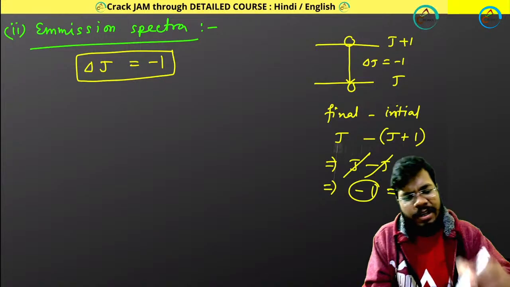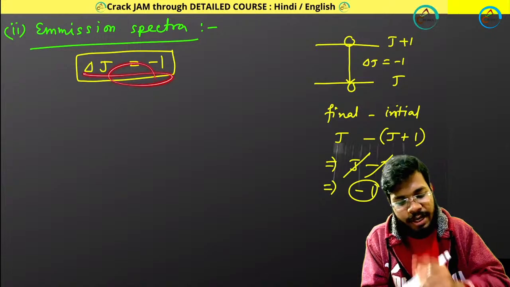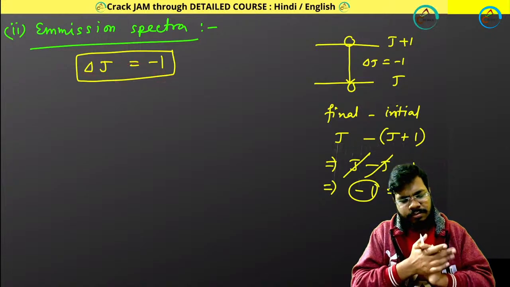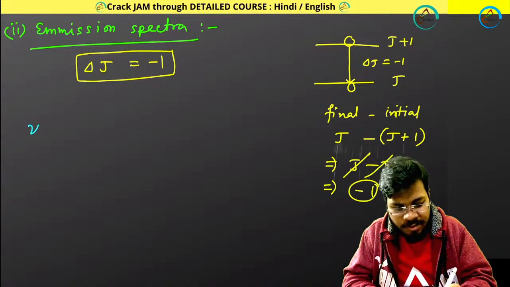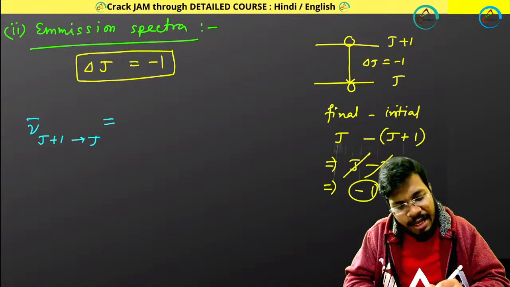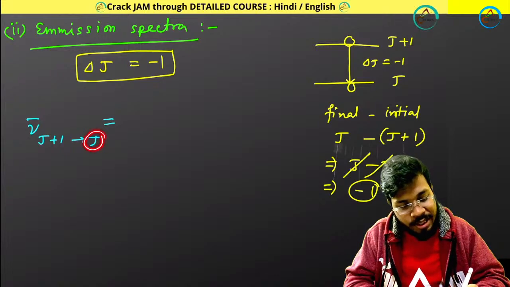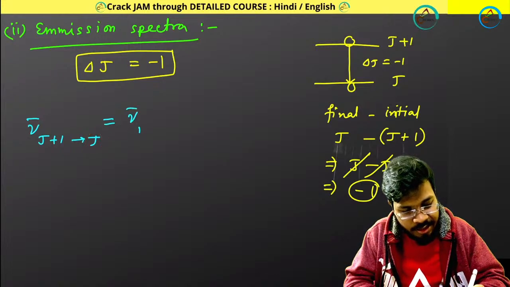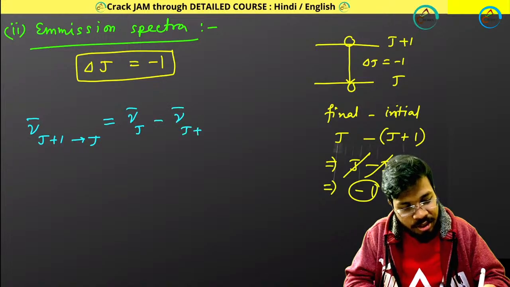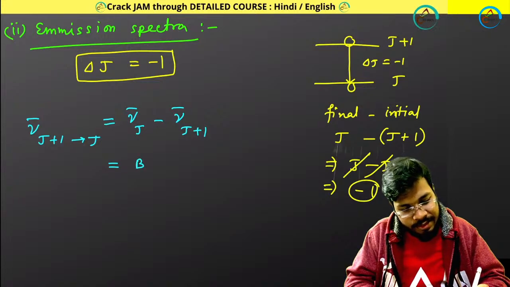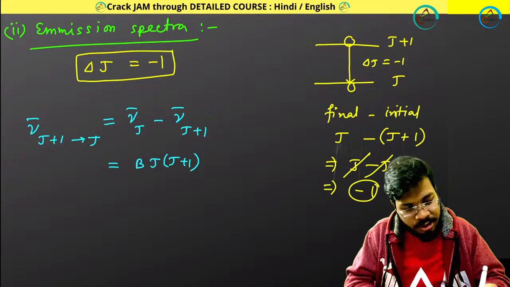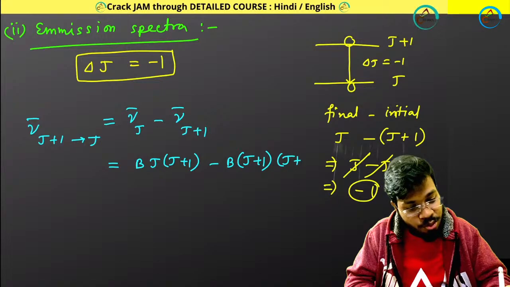Clear? So if your delta J value is -1, what kind of plot will you be getting? For that, I am just showing you the values. Transition generally happens from J plus 1 to J in the case of emission spectrum. So the final energy state is J, the initial is J plus 1. Final minus initial, what will you be getting? BJ(J plus 1) minus B(J plus 1)(J plus 2). Simple.